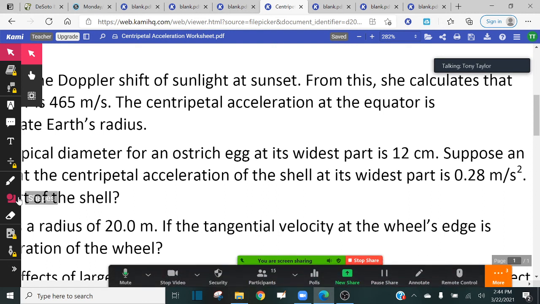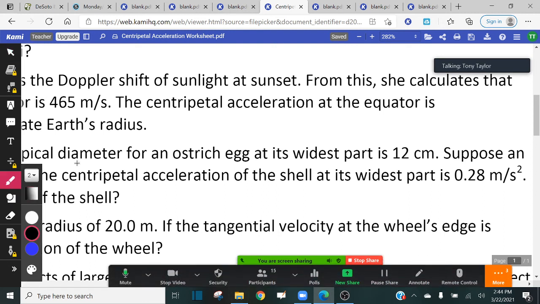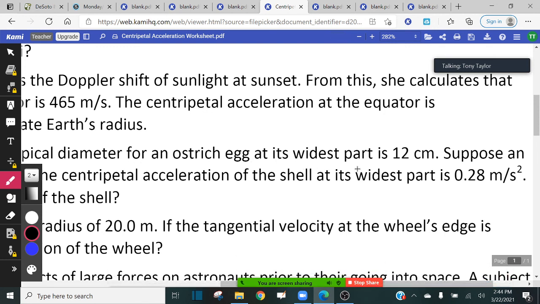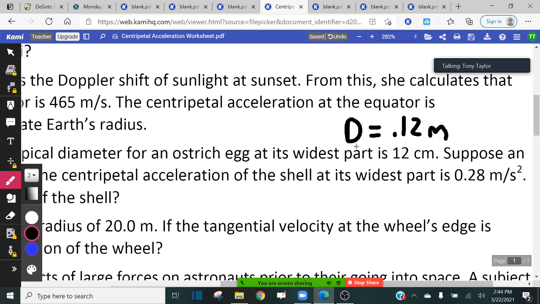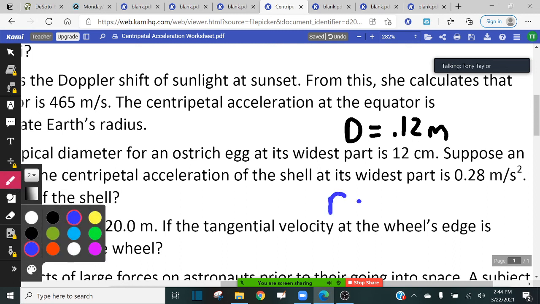Guys, notice what this says here. It says the diameter of an ostrich egg is 12 centimeters. 12 centimeters is exactly equivalent to 0.12 meters. Okay. So if the diameter of the ostrich egg is 0.12 meters, can someone tell me what is the radius of the ostrich egg? If we know its diameter, which is 0.12 meters, what is its radius? Anyone?